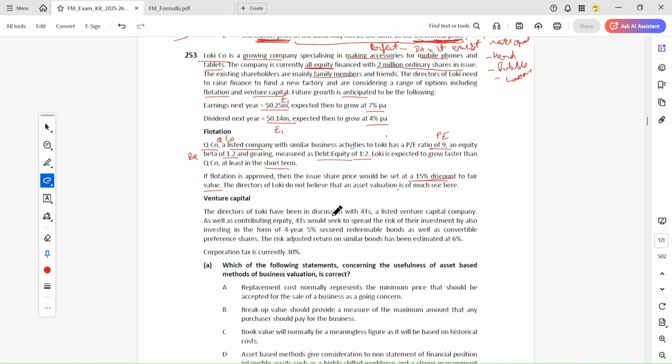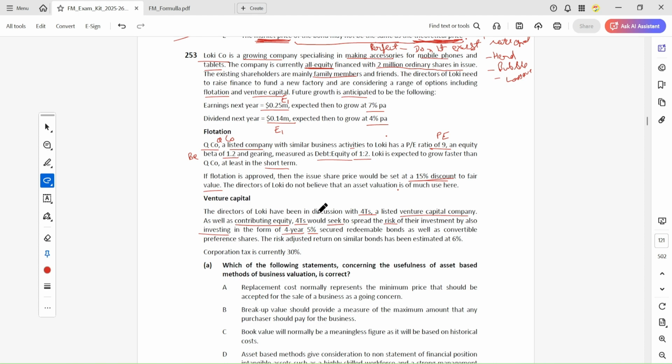The directors of Loki have been in discussion with 4O, a listed venture capital company. As well as contributing equity, 4O would seek to spread the risk of their investment by also investing in the form of 4-year 5% secured redeemable bonds as well as convertible preference shares.